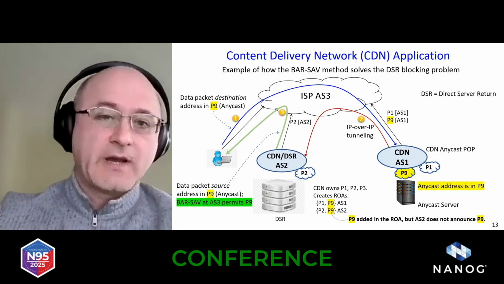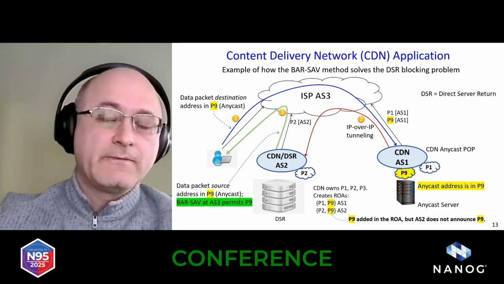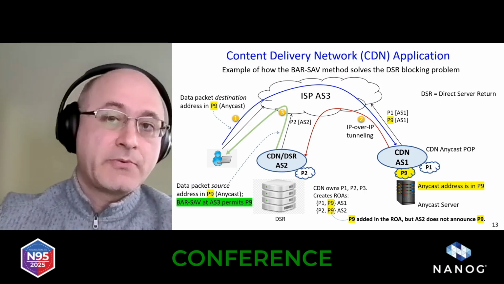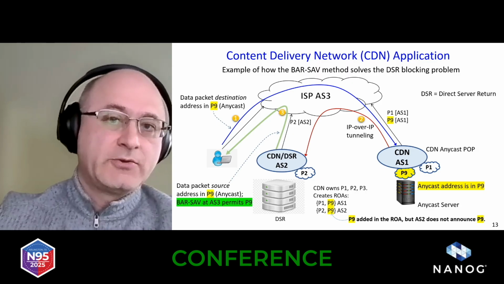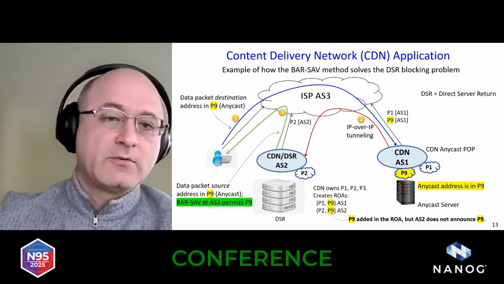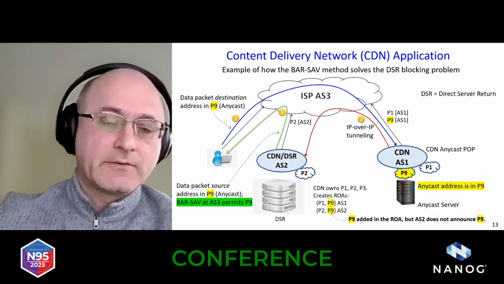AS2 never advertised prefix 9 to anybody. So if its provider, AS3, is trying to do source address validation on the interface with AS2, it needs to know something about prefix 9. Otherwise, it will block it.